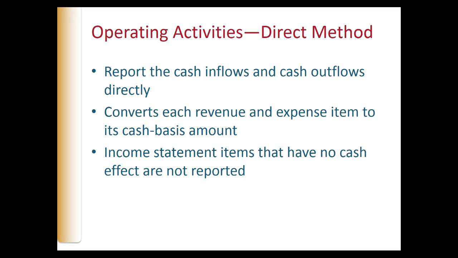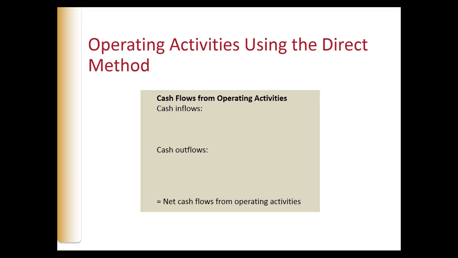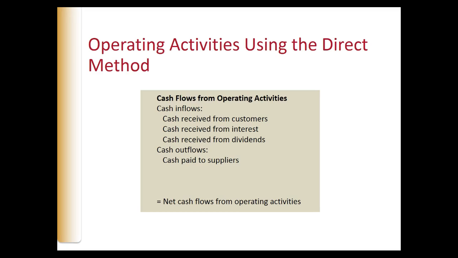Now, using the direct method, we examine each account in the income statement and we convert it from what is normally an accrual method to a cash amount. So the best way to apply the direct method is to convert each revenue and expense item to its cash basis amount. So we do this by considering how each income statement account is affected by related changes in current asset and current liability accounts.